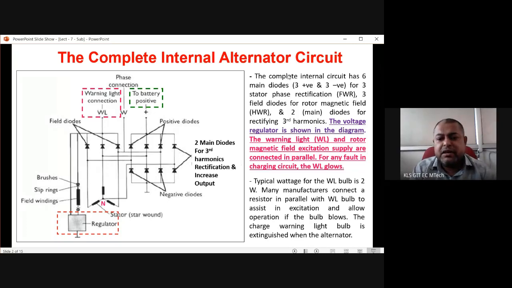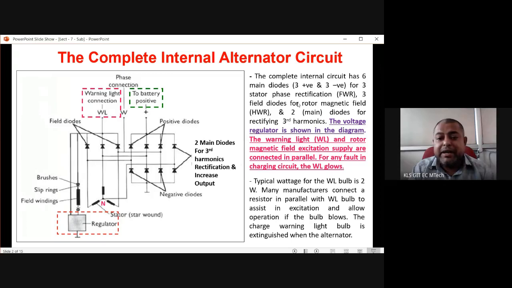Just going through very fast, the complete internal circuit has 6 main diodes. These are the 6 main diodes which are actually converting the R, Y, B phases, each phase separated by 120 degrees, to DC. There are 3 positive diodes and 3 negative diodes. Then there is the stator phase half wave rectifier. These 3 are half wave rectifiers which convert the same stator voltage into a somewhat lower current DC. Some is going to the warning light, some to the rotor magnetic field, and some to the regulator.